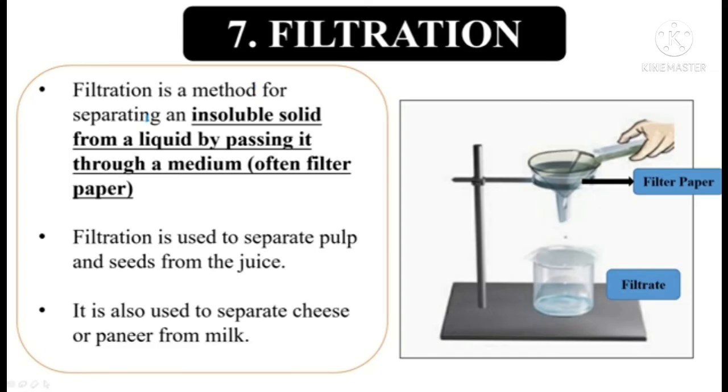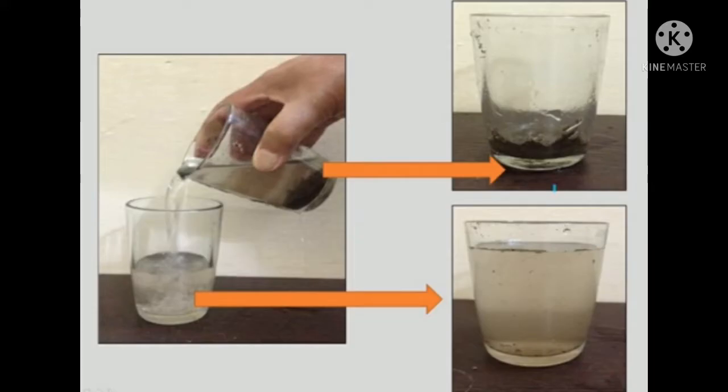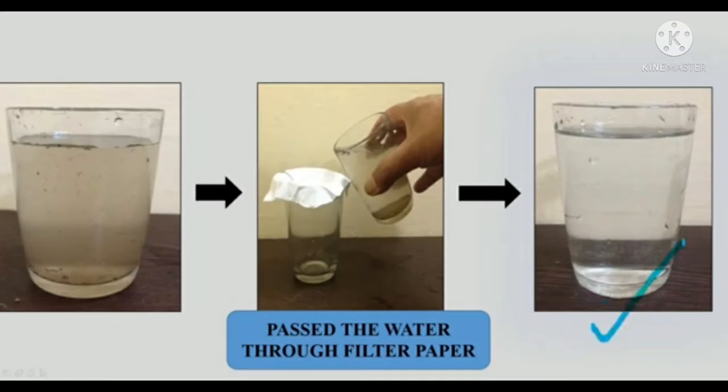Another method of separation is filtration. Filtration is a method for separating an insoluble solid from a liquid by passing it through a medium, which is a filter paper. Filtration is also used to separate pulp and seeds from juice. It can be used to separate paneer or cheese from milk. Sometimes when the water is not clear after decantation, we apply this technique.